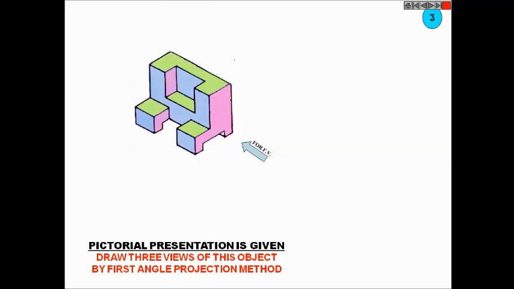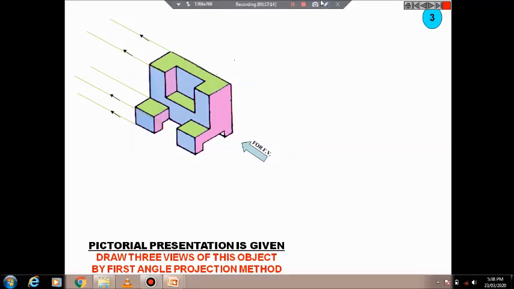Now consider this third example in which the front view direction has been shown. In this example we have to draw the front view as per the shown direction, then the top view when the observer is located at top, and the left hand side view when the observer is located at the left side of the object. So let us see one by one how to draw the front view, side view and top view. First we will see the front view, how to draw the front view.